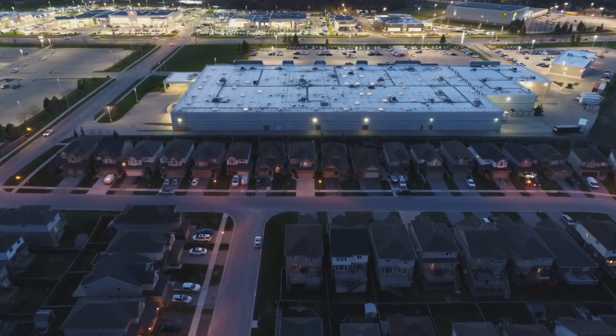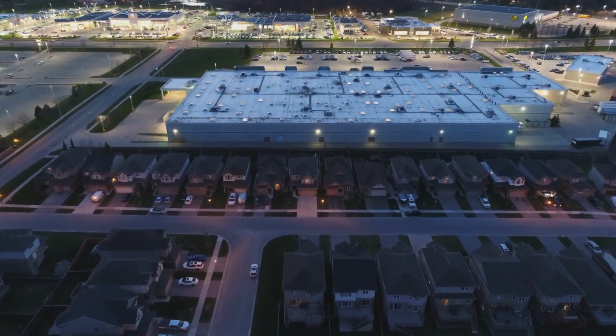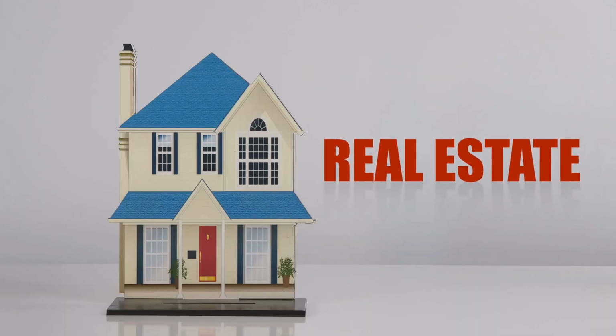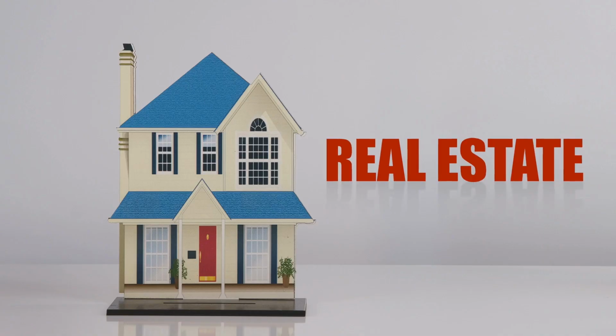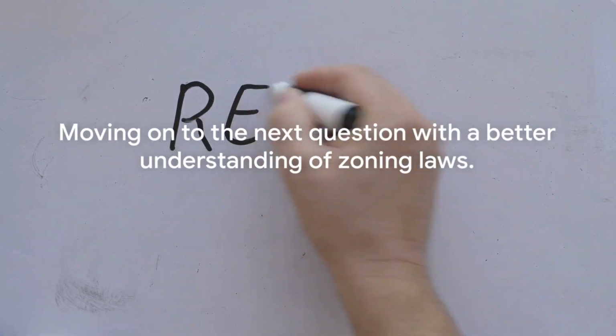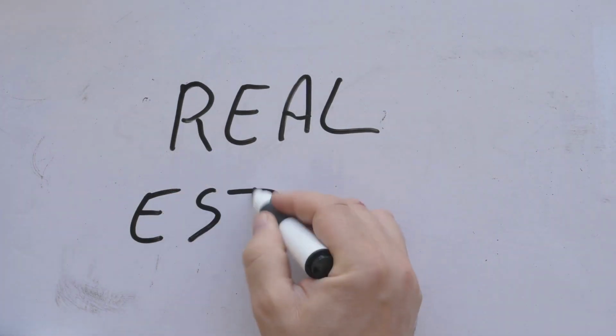For instance, they can prevent a factory from being built in a residential neighborhood, or a nightclub in a quiet suburban area. Understanding zoning laws is key to making informed real estate decisions, whether you're buying a house, starting a business, or planning a new development project. Now, with a better understanding of zoning laws, let's proceed to the next question.